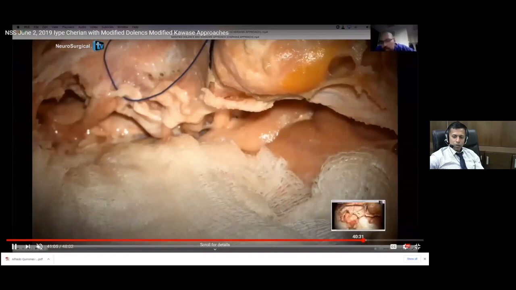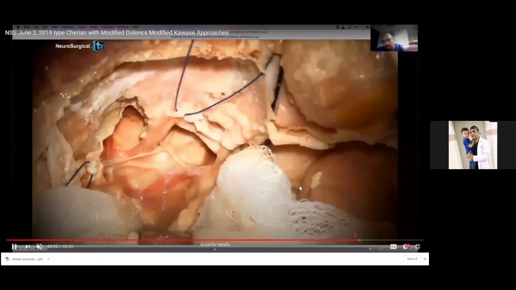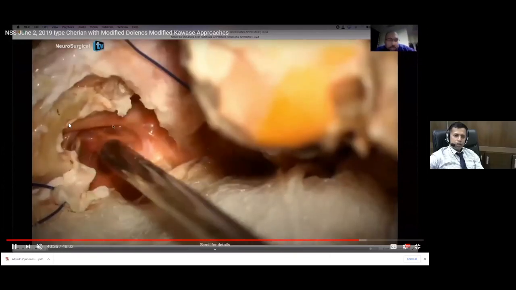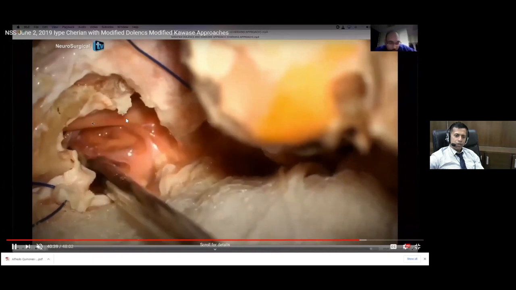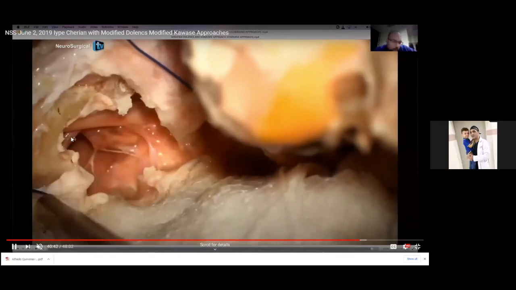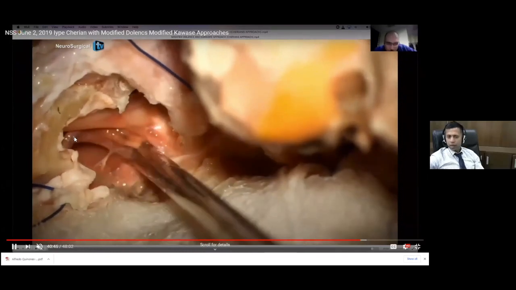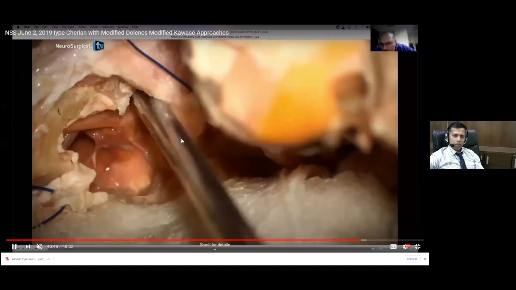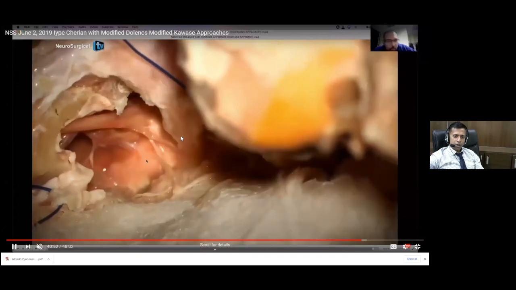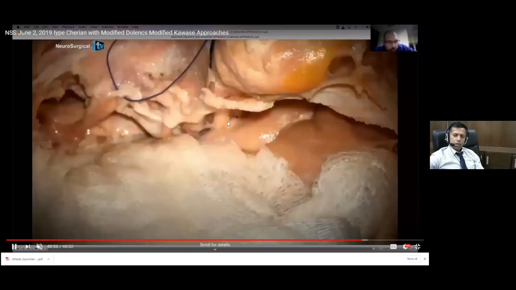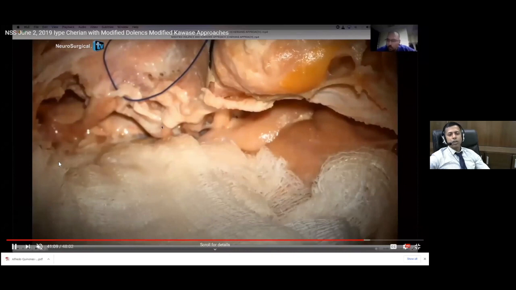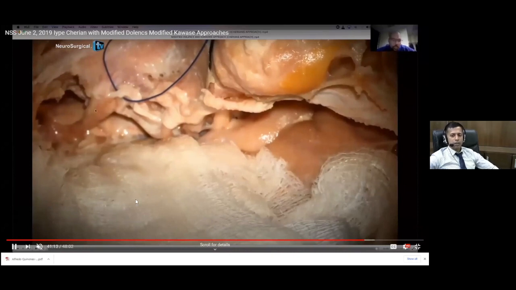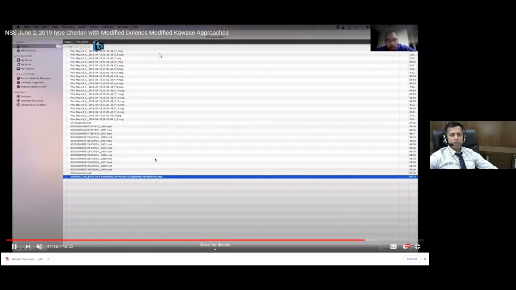So what I wanted to show, right now, that is the IAM opened, and that's the seventh nerve. That's the seventh nerve, the meatal loop of the AICA. And that's the fifth nerve. So you can see the second nerve there, that's the orbit. Second nerve there, third nerve there, fifth nerve there, and the seventh nerve there. So once you do the Dolenc and Kawase, this is the exposure that you get. That's the basifrontal region.